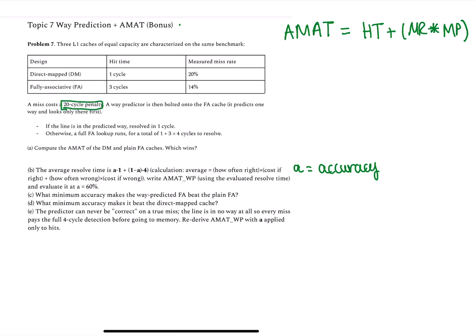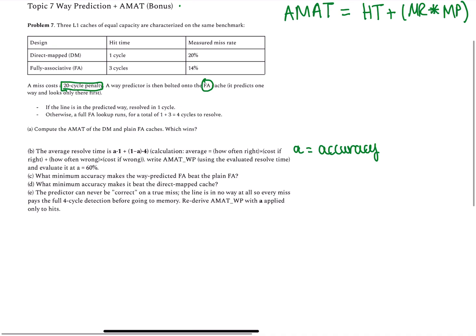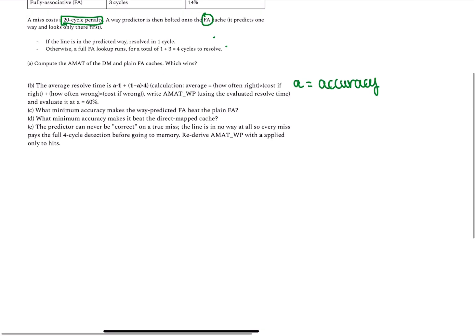And then we say a way predictor is bolted on to the FA, the fully associative cache, and it predicts one way and it looks there first. We have some conditions here. Part A is asking to compute the AMAT of the direct map and plain fully associative and which one wins.